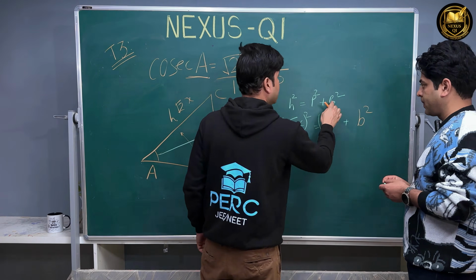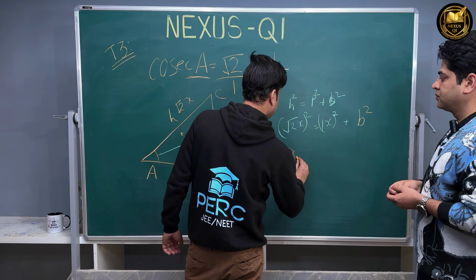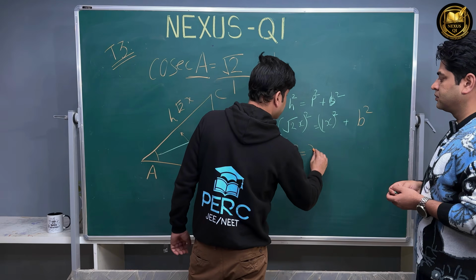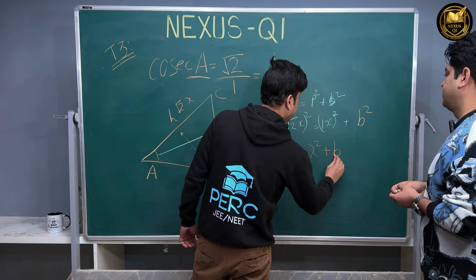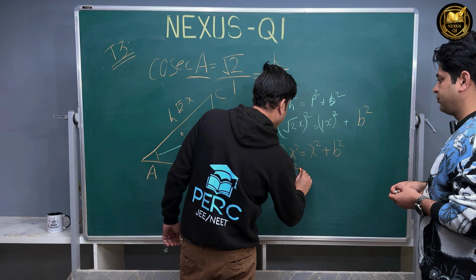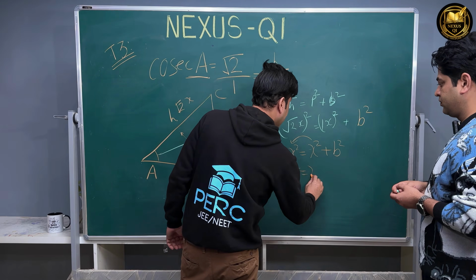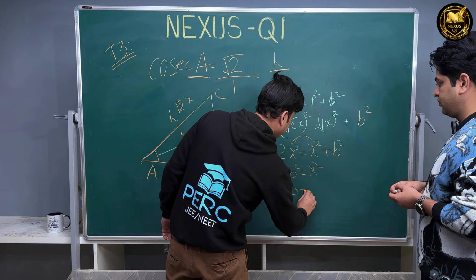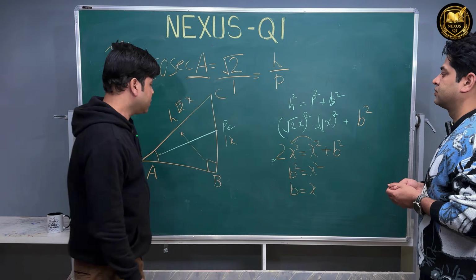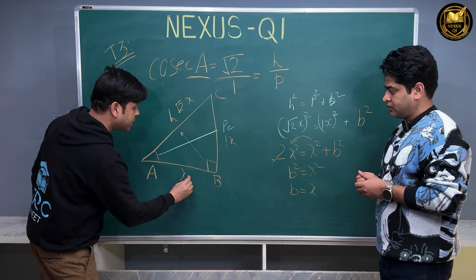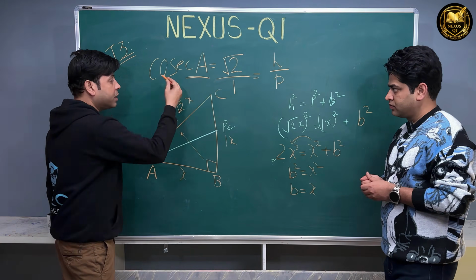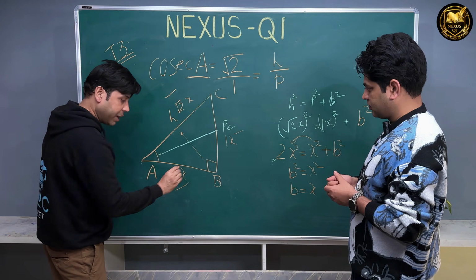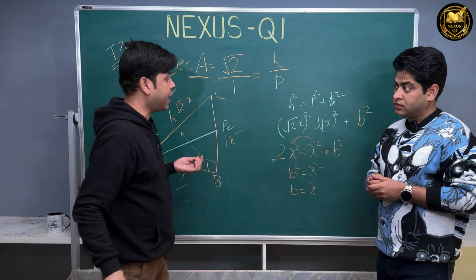Root 2x whole square becomes 2x square, equals 1x square, which is nothing but x square, plus base square, which you have to find out. So base square comes down: this goes to this side and becomes minus, that is x square. So the base will be equal to x. Yes, so this side is x. Now we got all three sides: hypotenuse, perpendicular, and base. You can find any ratio, whatever they ask in the question.